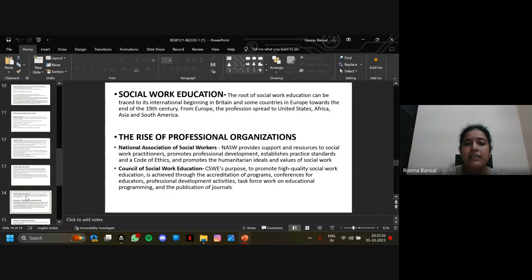Second example is the Council on Social Work Education. The purpose of this particular council is to promote high quality social work education, which is achieved through the accreditation of programs, conferences, seminars, professional development activities, task force work, and educational programming.